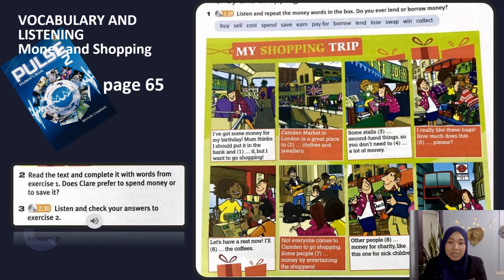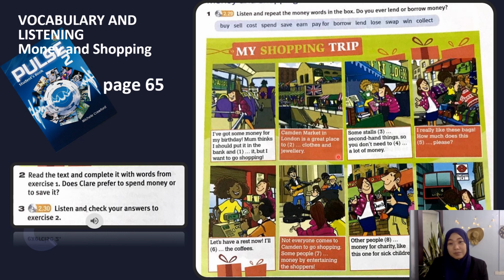Unit 6. Vocabulary and listening. Money and shopping. Exercise 3. My shopping trip. I've got some money for my birthday. Mum thinks I should put it in the bank and save it, but I want to go shopping.